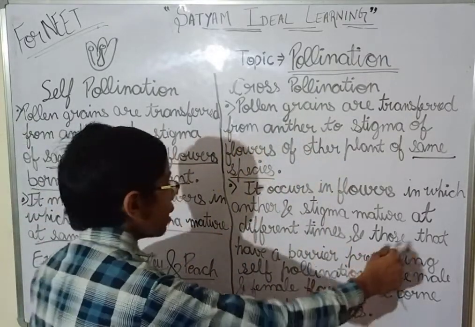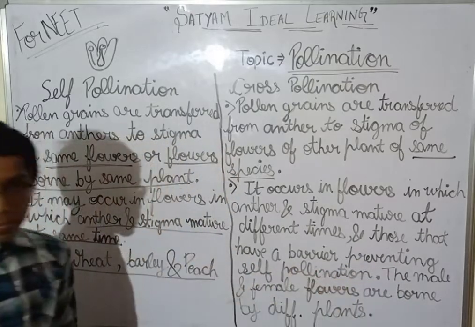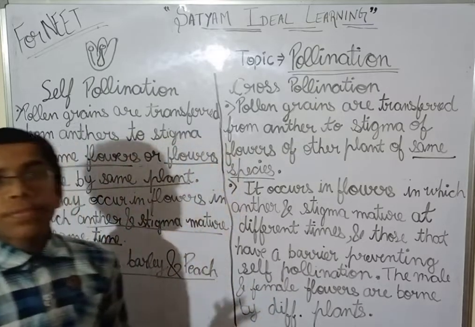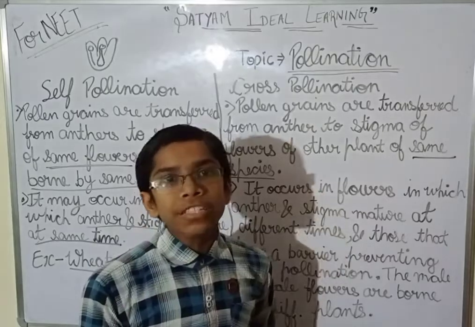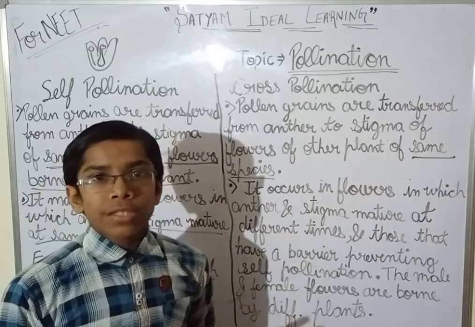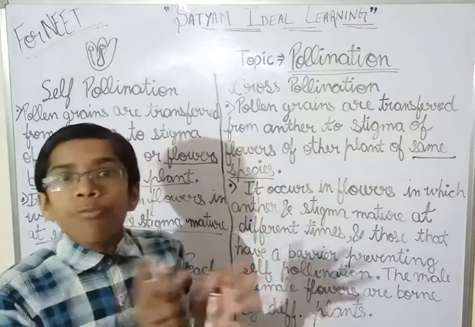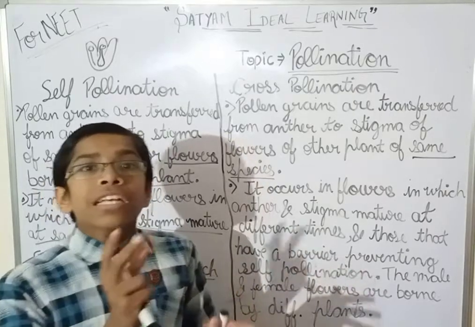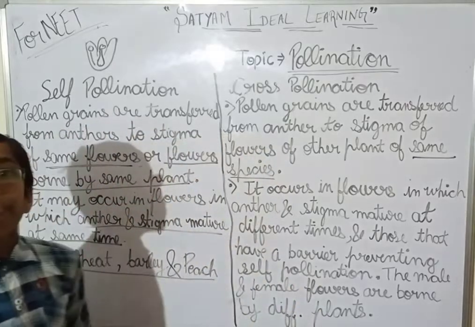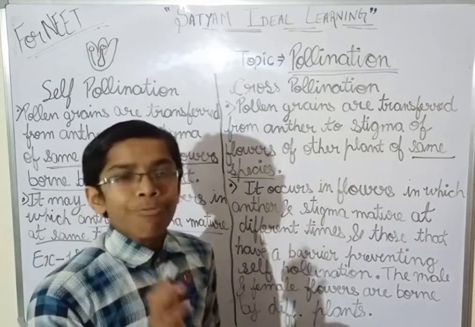Also, it occurs in those that have a barrier preventing self-pollination. If a plant always does cross-pollination, then it has some kind of barrier to prevent self-pollination, because it has the habit of cross-pollination. So it will have a barrier so that it cannot self-pollinate.